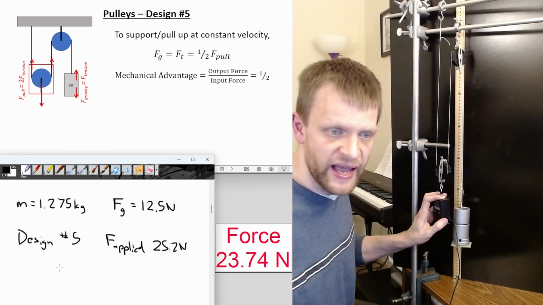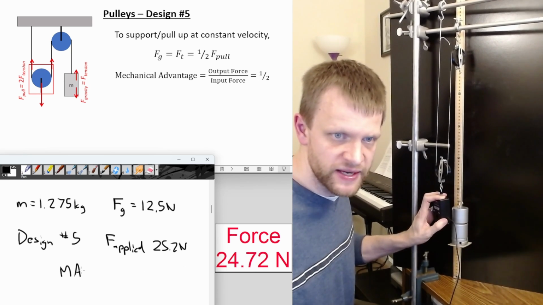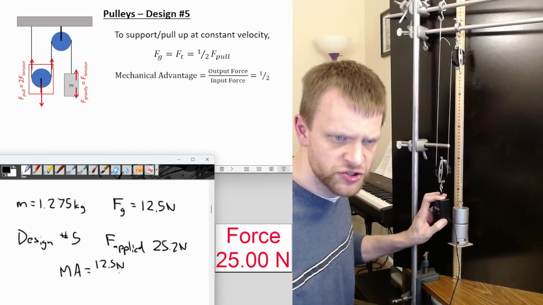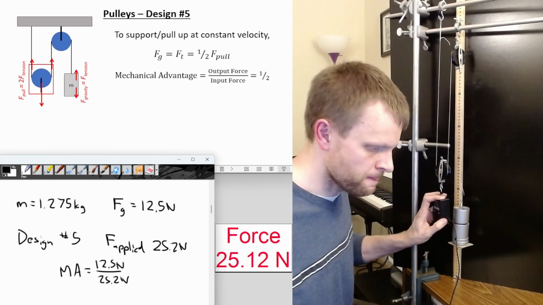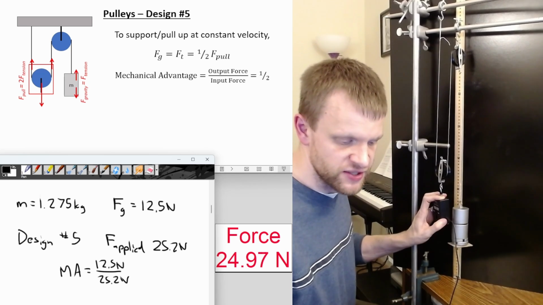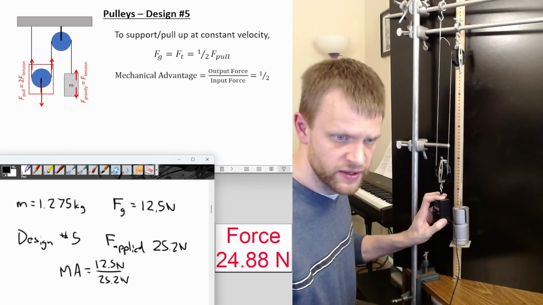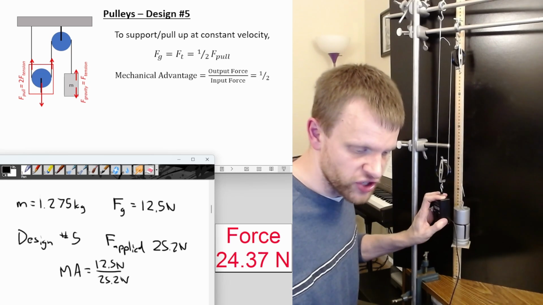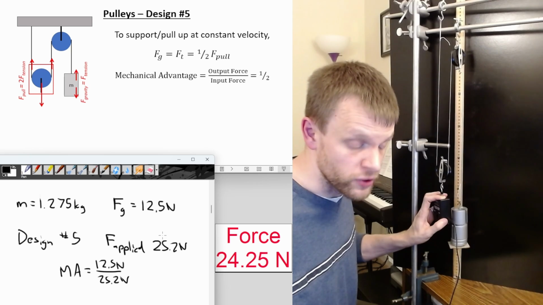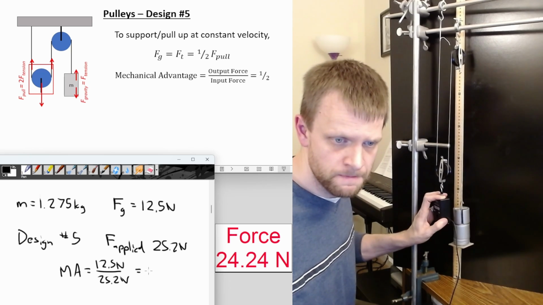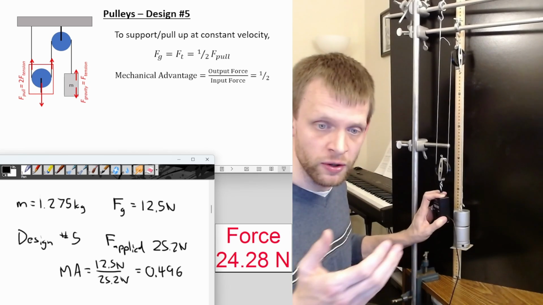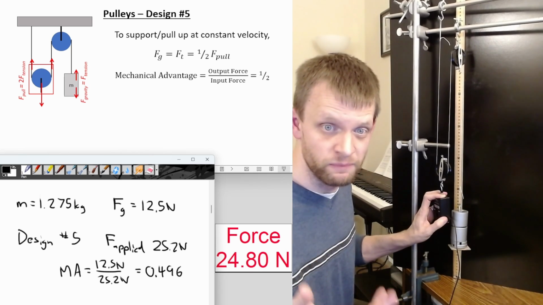Okay. And in this case, this mechanical advantage, our output force was only 12.5 newtons. Our input force was 25.2 newtons. So 12.5 divided by 25.2 gives me a mechanical advantage of 0.496. Again, pretty close to our predicted mechanical advantage of 1/2.